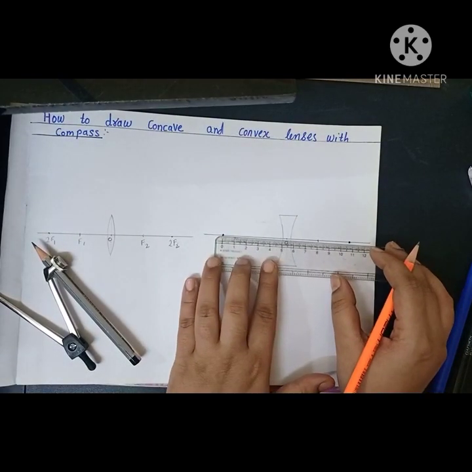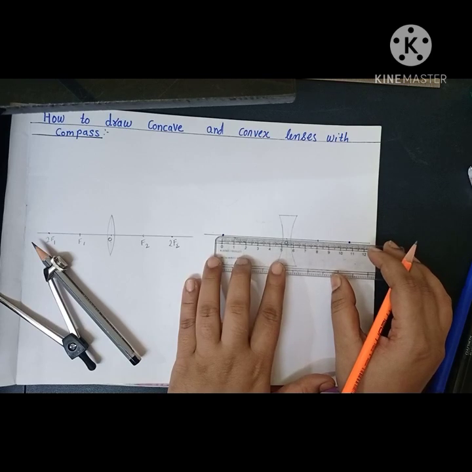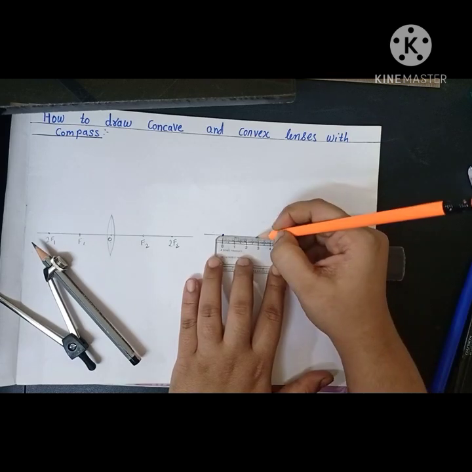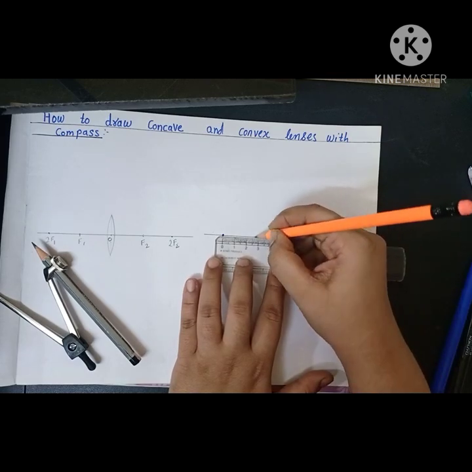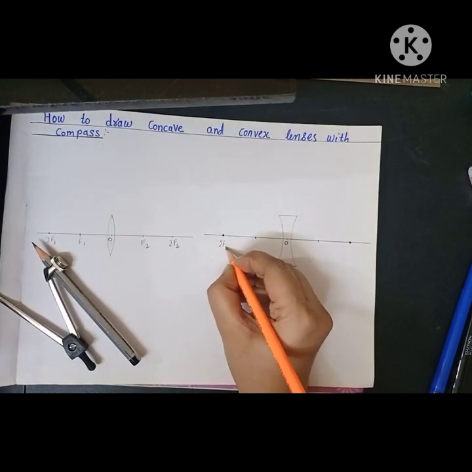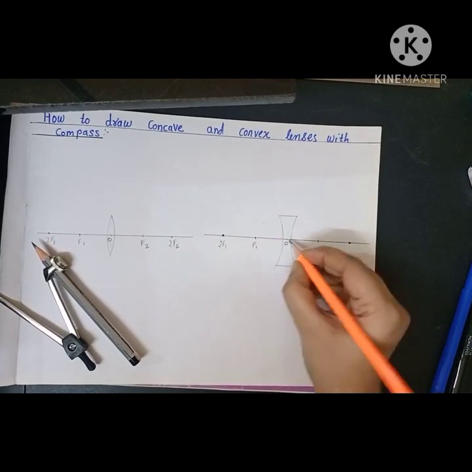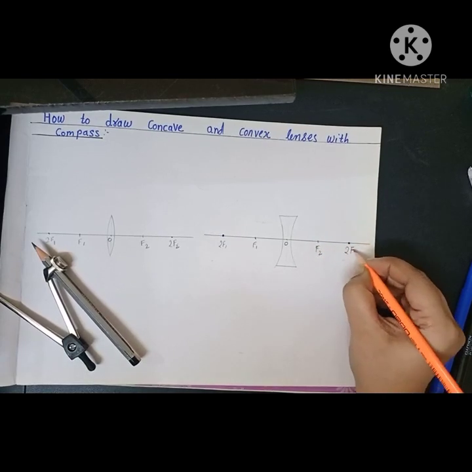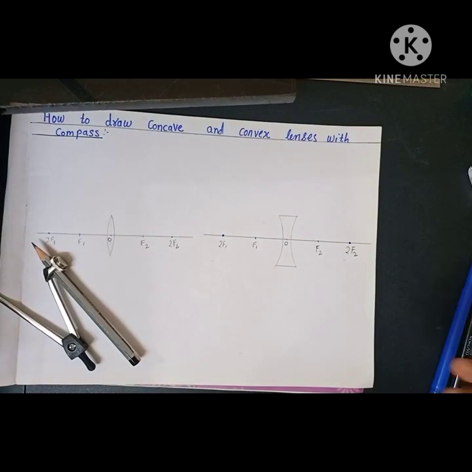Similarly, here also we will measure on the left side the distance between optical center and focus. It is 5.4 again. So half of 5.4 is 2.7. I am marking it 2.7 here and label it F1. F1, optical center O, F2 and 2F2. In this manner you can draw concave and convex lens.